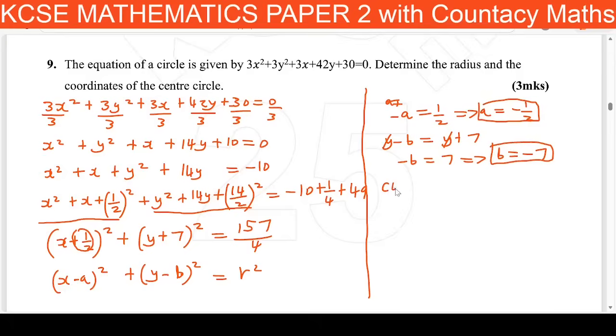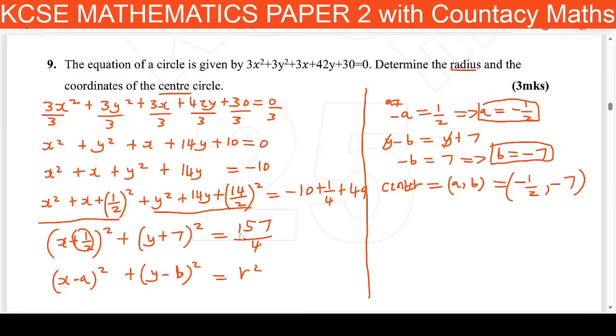But now the center of the circle is equivalent to now AB. And what is AB? AB is negative a half, negative 7, and that's the center of the circle. Does the question require us to find anything else here? The center of the circle and the radius.